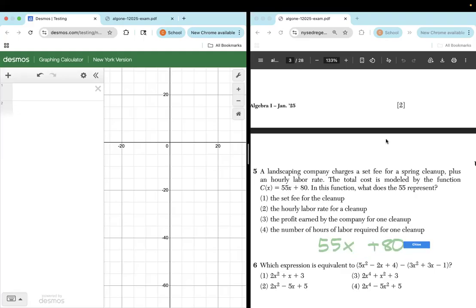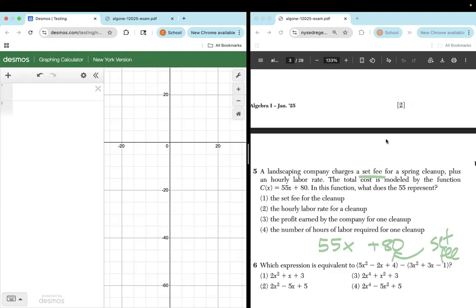Whenever there is a set fee or something that doesn't change, like a one-time cost, a one-time fee, anything that doesn't have to do with a variable, it's just a one-time cost that'll always be that same cost. That will be the term, the number that doesn't have the variable, so it'll be the constant term. So 80 has to be our set fee because they're just going to charge that fee no matter how many hours this thing takes. They will always just charge $80.